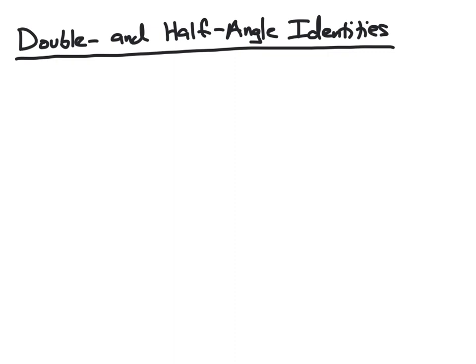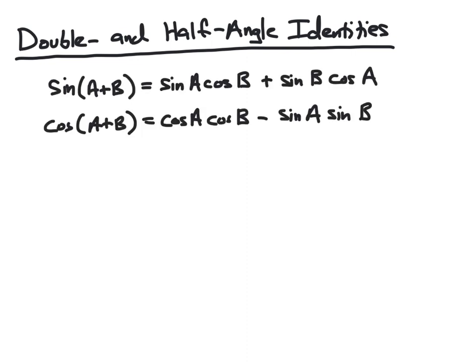In this video, we're going to introduce the double and half angle identities for the sine and cosine functions. To discover the double angle identity for sine and cosine, we're going to start with the sum identities, shown here, that we've previously seen, and we're going to let a equal b in both of these identities.